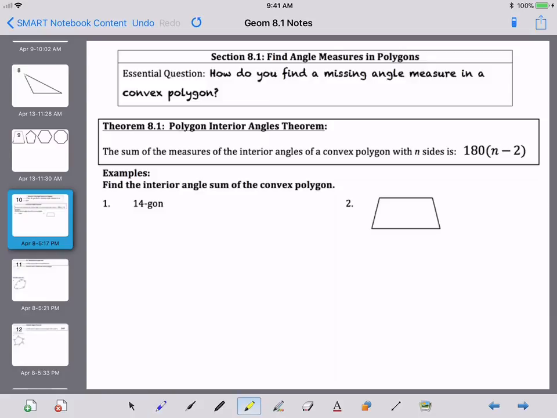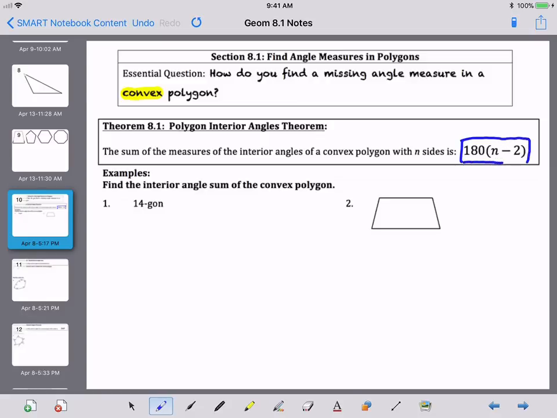Today what we're going to talk about is how you can find the angle measures in any kind of polygon. Really specifically, we're going to be looking at convex polygons, so that just means that none of the vertices or corners can cave in. What we're going to be using is this formula right here.